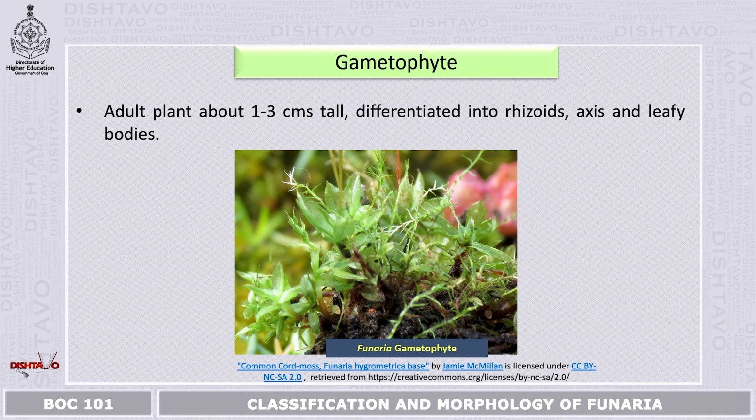The adult plant grows about 1 to 3 centimeters tall, and they are differentiated into rhizoids. Rhizoids help in anchoring here, and the axis and the leafy bodies. Now here the rhizoid will anchor the soil, the main axes are present and the leaf-like structures, that is the leafy bodies, are present. That becomes the gametophyte.